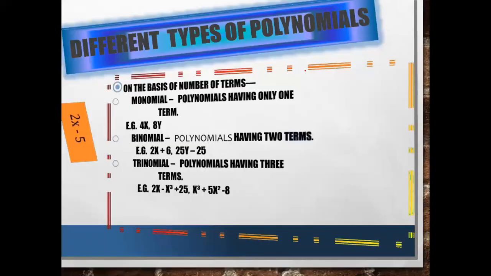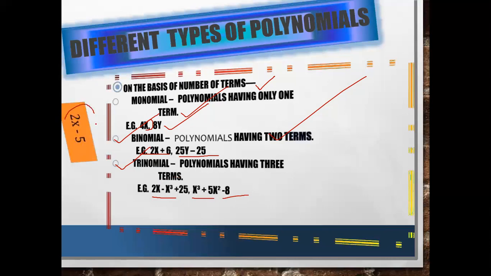Then, different types of polynomials. On the basis of number of terms, these are divided into different types. A monomial is a polynomial having one term, for example 4x, 8y, 6z. A binomial is a polynomial having two terms, for example 2x plus 6, 25y minus 25. A trinomial is a polynomial having three terms, for example 2x minus x cube plus 25x, and x cube plus 5x square minus 3.